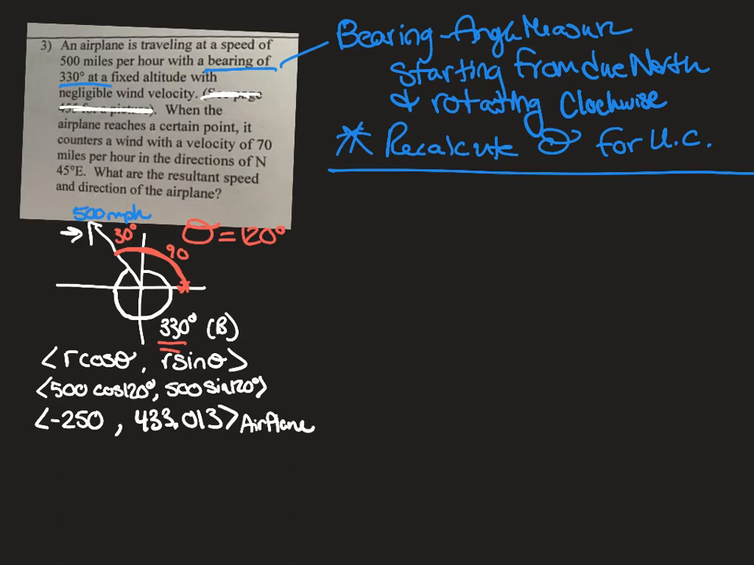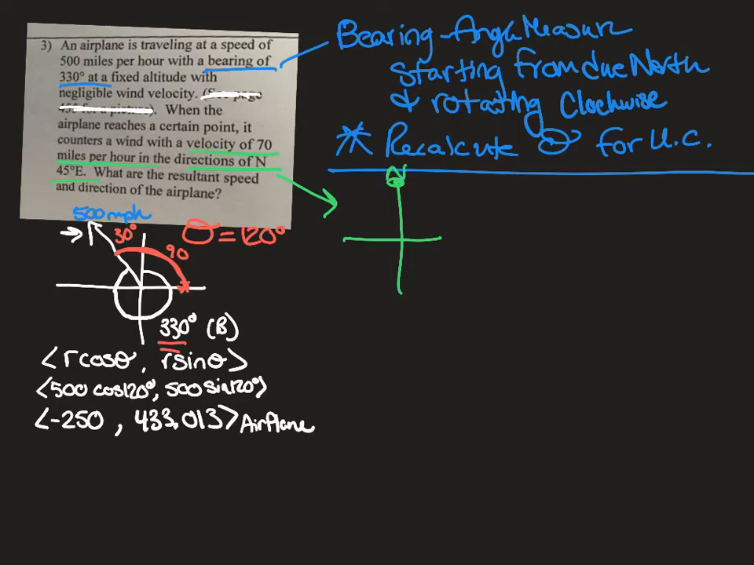Okay, so let's go back up here. We'll use green, and let's do our wind. So this airplane is flying and then it hits this wind. This wind has a velocity or a speed of 70 miles per hour in the direction north, 45 degrees east. So this green thing, we need to talk about that too. So what that means, we're going to do exactly what it says. I'm going to draw a picture. I'm going to start at north because it says north first. And I'm going to go 45 degrees towards east.